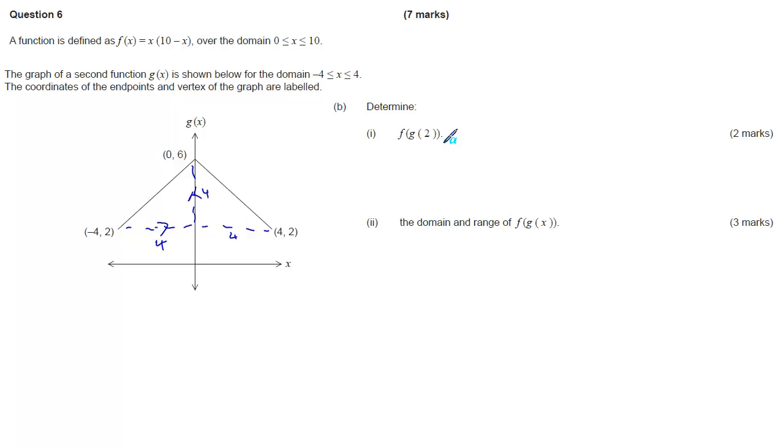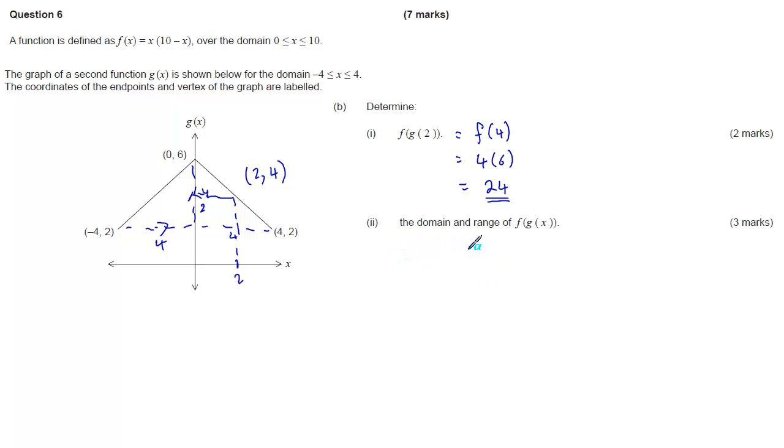So we want f of g of 2. If we input 2 into here, that's got to be 2 up from the bottom there. So that tells me that this is the point (2, 4). So f of g of 2 is going to be f of 4. When we input 2 into g, we get 4. So that's going to be 4 times 6, which is 24.